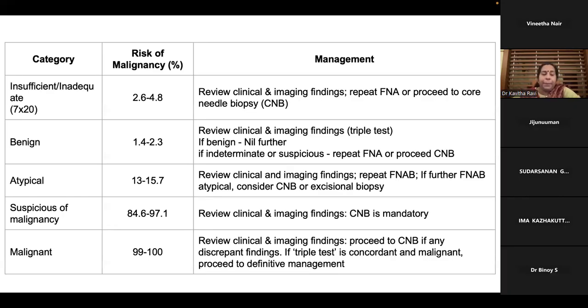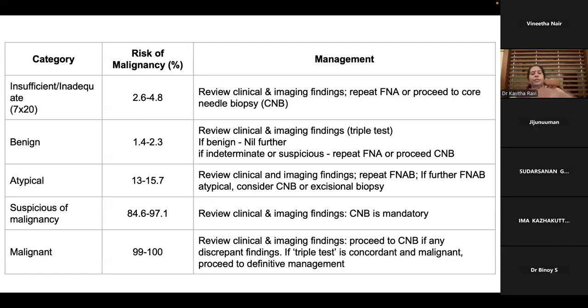Then, category 2 is benign. There is a risk of malignancy of 1.4 to 2.3%. Here again, the triple test, as I just mentioned: the clinical examination findings, the mammogram or MR mammogram, or whatever radiological findings.